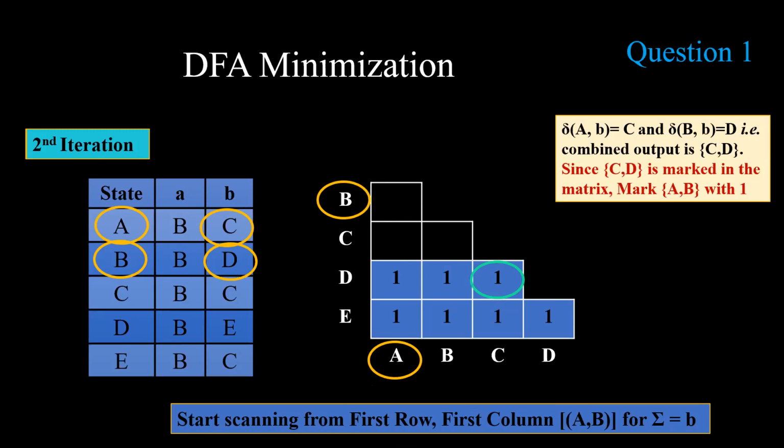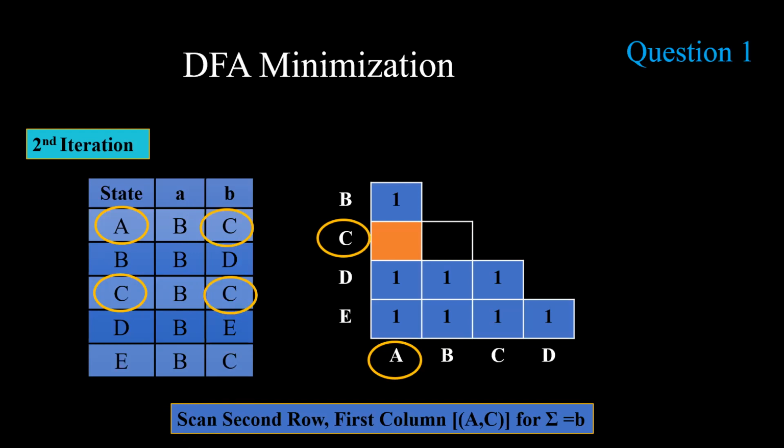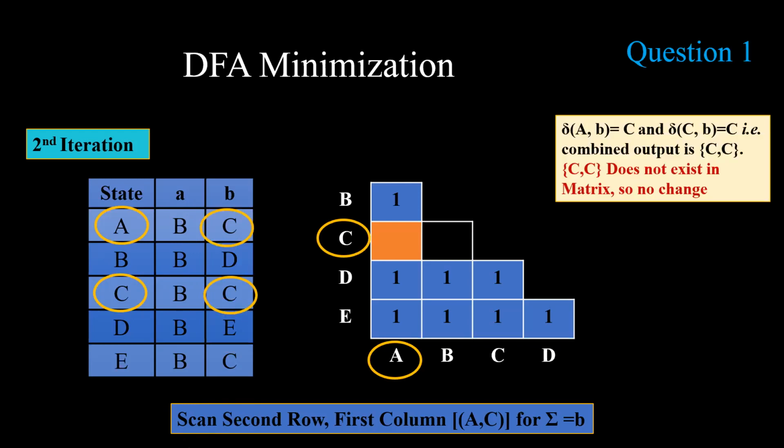Since CD is marked, we will mark A. Next we move to the next point, that is AC. AC on A goes to BB, which does not exist, so no change. Now we move to AC on B, which is CC. CC also does not exist, so this will remain unmarked.